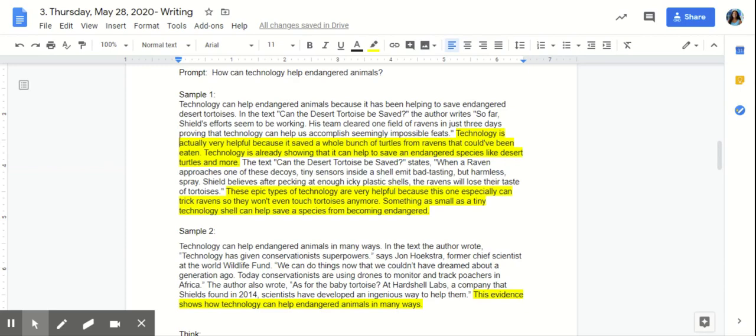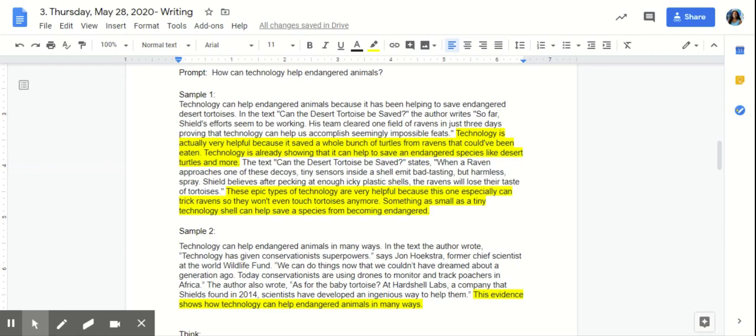Technology is actually very helpful because it saved a whole bunch of turtles from ravens that could have been eaten. So it's telling us that technology was able to save the turtles. Technology is already showing that it can help to save an endangered species like desert turtles and more. So that sentence is further explaining the quote and is explaining what specific endangered species that technology is able to save.